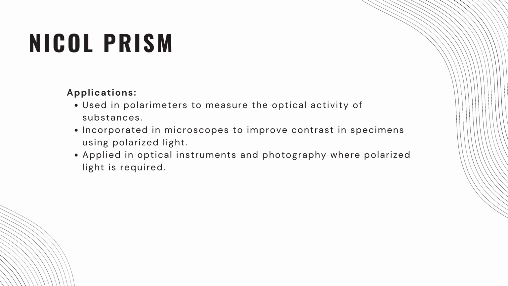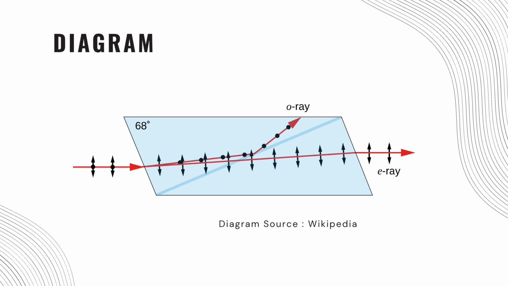Since only the extraordinary ray passes through the prism, the light that emerges is plane polarized. Applications are that it is used in polarimeters to measure the optical activity of substances, incorporated in microscopes to improve contrast in specimens using polarized light, applied in optical instruments and photography, where polarized light is required. A diagram of a Nicol prism shows the calcite crystal splitting the light into an ordinary ray, internally reflected and absorbed, and an extraordinary ray, transmitted. The extraordinary ray, which passes through, is polarized.